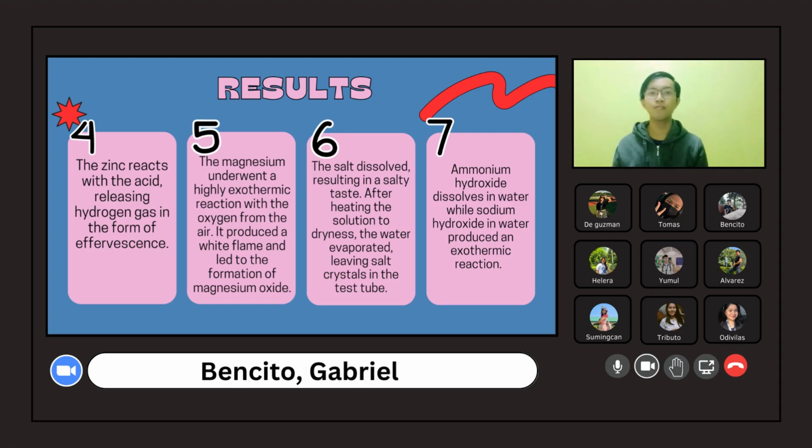Through our observation, we discovered that when we held one end of a magnesium ribbon with crucible tongs and ignited the other end in a Bunsen flame, the magnesium underwent a highly exothermic reaction with the oxygen from the air. This reaction produced a stunning white flame and led to the formation of magnesium oxide.